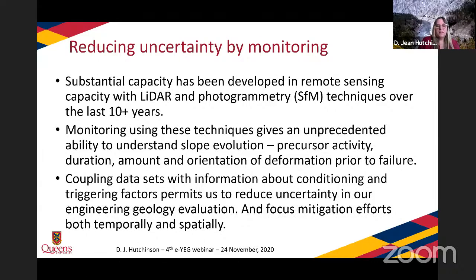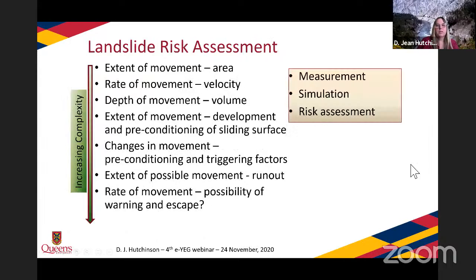And when we couple these data sets with information about conditioning and triggering factors, for example, weather, this permits us to reduce uncertainty in our engineering geology evaluation and lets us focus mitigation efforts both temporally and spatially. I'll now move to some larger landslide risk assessment.